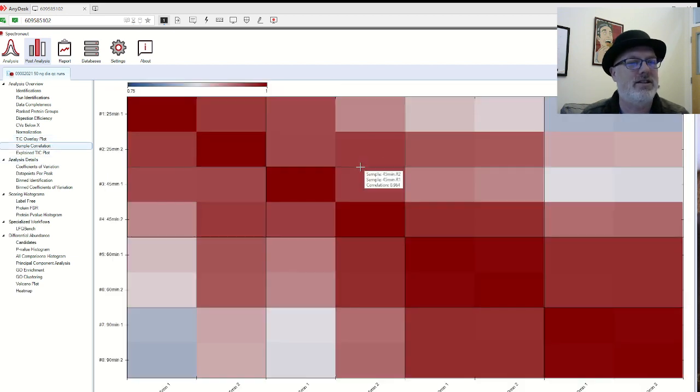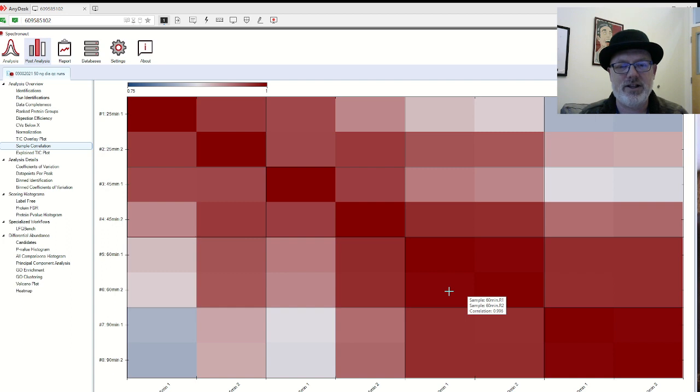Sample correlation, that's cool. So you can see how the samples correlate with the other samples. So you would expect the ones in the same gradients to correlate with each other more, and they do. So for example, this 60-minute run correlates well with this one, right? So that would be this one and that one. So correlation of 1 if they're the same sample.